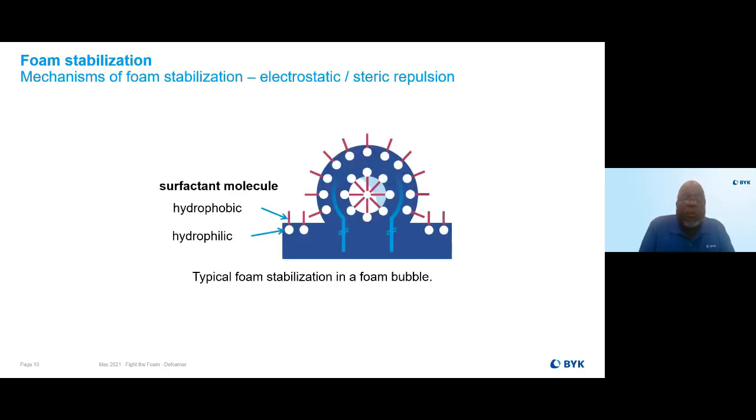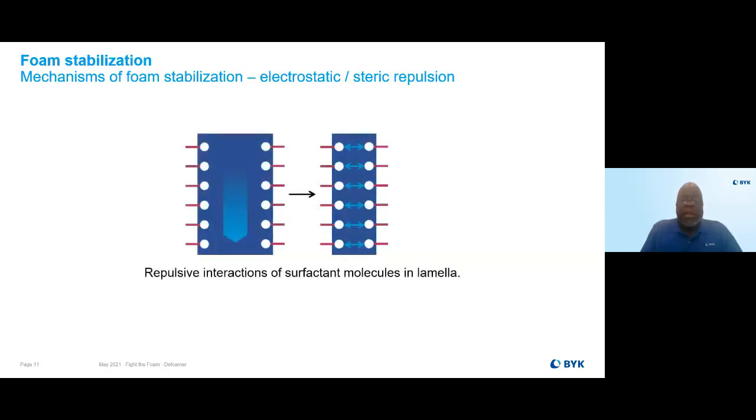The mechanism for electrostatic and steric repulsion is a result of either anionic or non-ionic surfactant molecules connecting at the air and liquid phase, and they become stable and create foam. Electrostatic repulsion is a result of anionic surfactants, and steric repulsion is a result of non-ionic, but they're both caused by just a surfactant molecule.